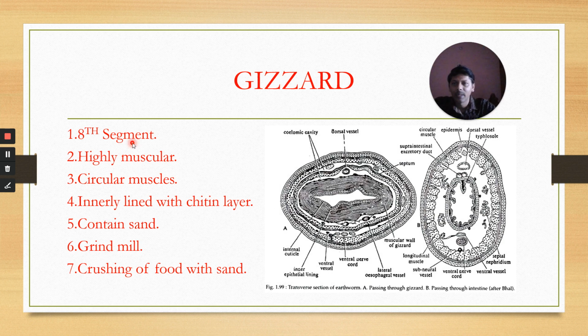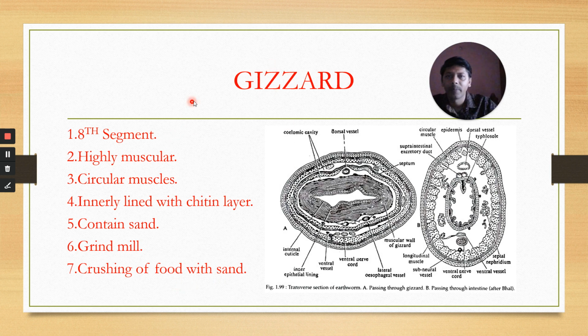Next one is the gizzard. Gizzard is in the 8th segment. Gizzard is also present in cockroach. It is also found in birds. Highly muscular; you can observe the muscles here. There are a lot of circular muscles. Innerly lined with a chitin layer. Here you can observe the internal cuticle, and it contains sand particles. It acts as a grinding mill, and crushing of food with the sand takes place in the gizzard.